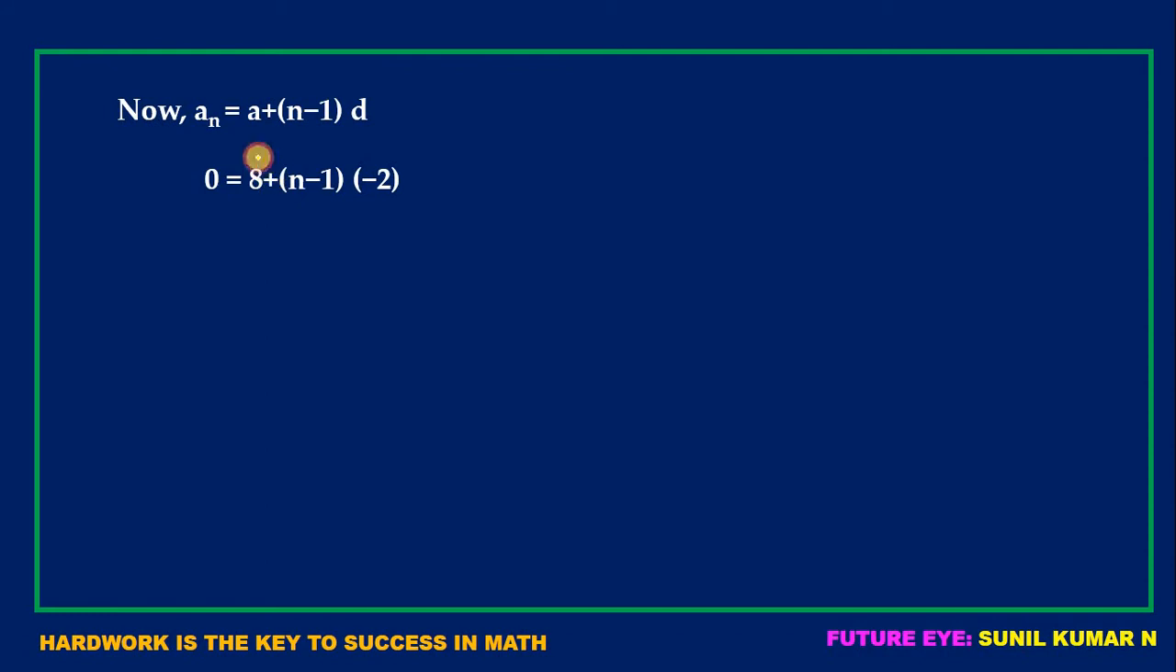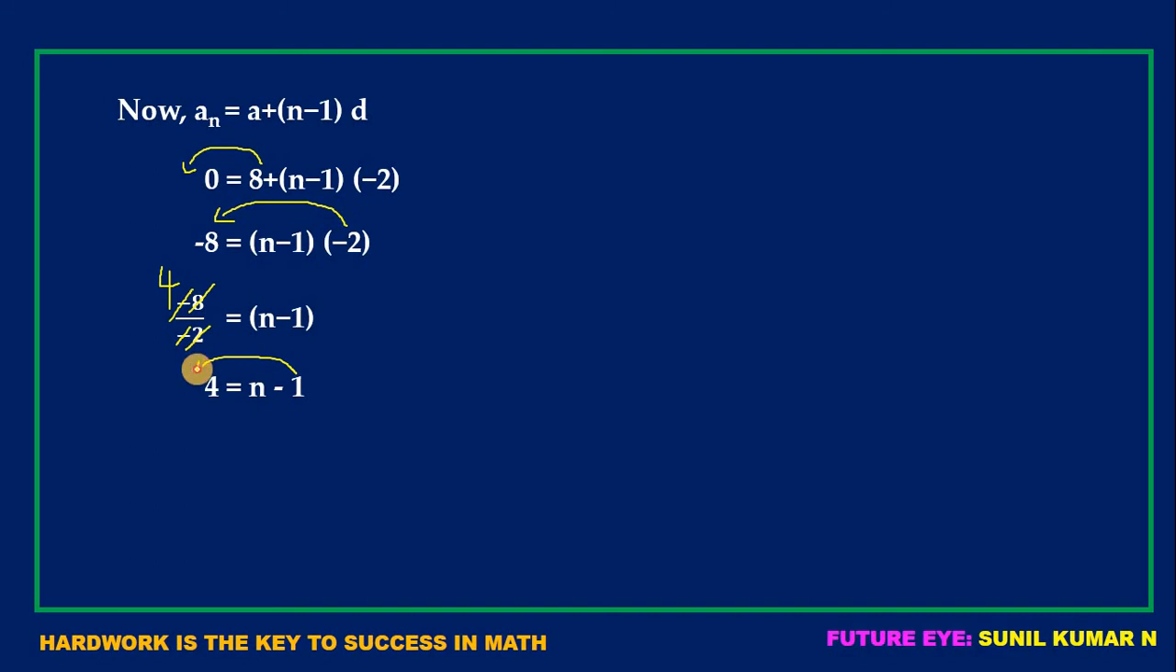So for that, this plus 8 transferred to this side, we get minus 1, minus 8. Next, this into minus 2 transferred to the left side, we get it in the denominator, minus 8 by minus 2. Here minus and minus cancel out, and 2 4s are 8. Now we get 4 equals n minus 1. This minus 1 transfers to this side, children, we get plus 1. So 4 plus 1 is equal to 5. Hence the n value is 5.